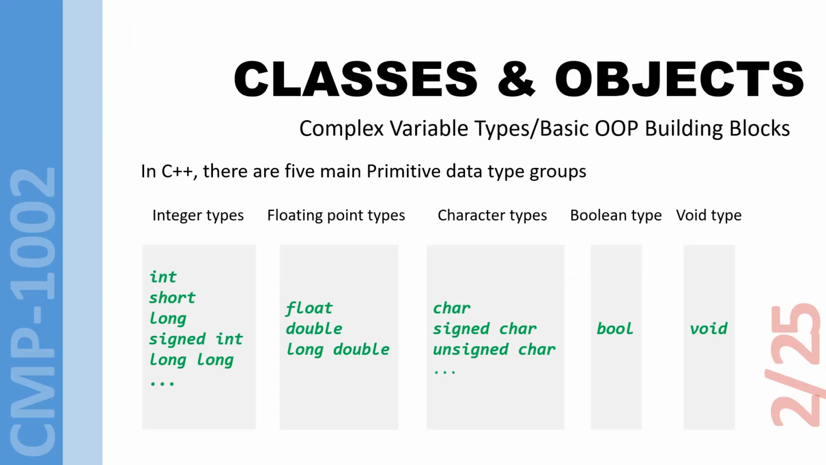As we have described in the previous video series, the CMP 1001 video series, there are some variable types in C++, like the integer, the double, the char, that we have used a lot to keep single points of data. C++ calls them primitive data types, and there are basically 5 data type groups in that sense. The integer types, which are like int, short, long, and floating point types, which are basically float, double, and long double, the character types, the boolean, and the void.